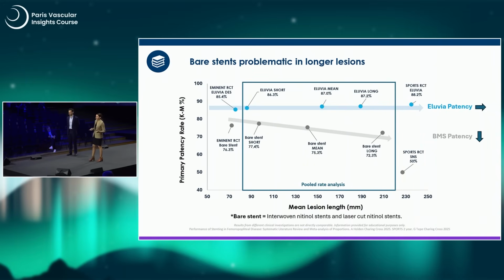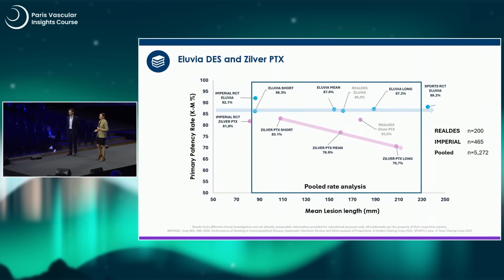Basically, that's a summary of what I just told you. There was this meta-analysis and there were some subgroup analyses, and you see that the delta increases with the length in terms of primary patency.